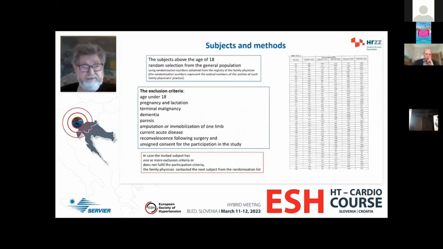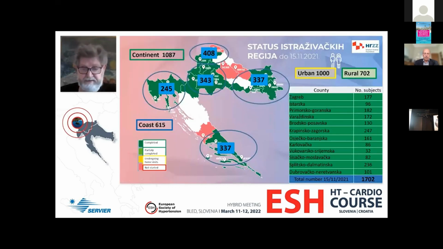This is a random sample of the adult Croatian population, and here is the way we are enrolling our subjects. You can see here the exclusion criteria, which are those usually used in similar studies. This is the current status, and you can see that until now we enrolled slightly more than 1,700 subjects. COVID slowed down the enrollment process, and there are some regions in Croatia which will be included in the next few months. We hope that Corona will enable us. You can see here differences between the continental part and the coast, and also how many subjects come from urban and how many from rural areas. All in all, this will be a representative sample of the Croatian general population.